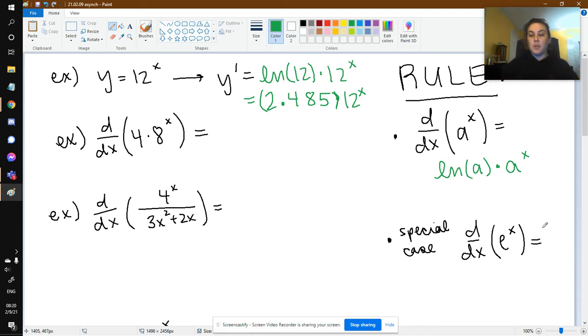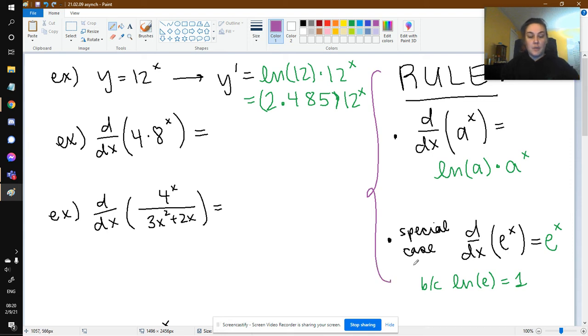The one I want to talk about, the special case, is that when you take the derivative of e to the power of x, it is its own derivative. And that's because the natural log of e is just 1. So if we plugged it into our rule, we would get 1 times e to the power of x, and 1 times anything is itself. Great. So again, add these to your notes if you haven't already. I'm going to keep them on the side because I always keep my notes to the side when I'm working. You should too. Let's keep going.